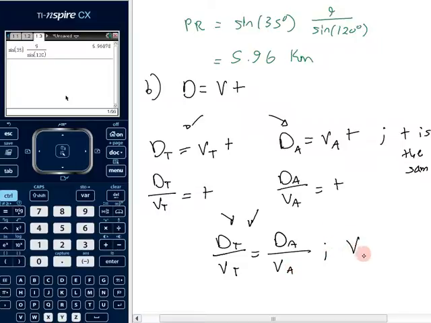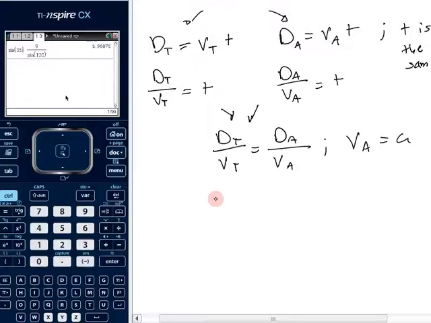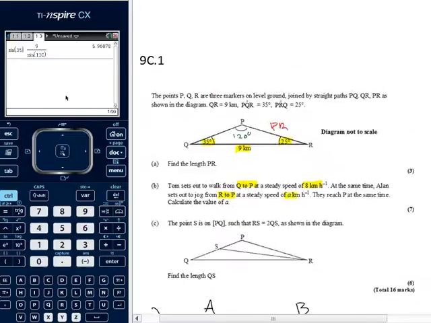Similarly, the velocity for Alan is what we're looking for. It's A. So I'm just going to rearrange this and say dT over vT is equal to dA over my unknown velocity A, which was given in the question. Now, if I want to solve this for A, there's a lot of different ways I can do it. I can find dT, vT, and dA. dA is known as what was asked in part A. That's this distance, PR, and that's 5.96.